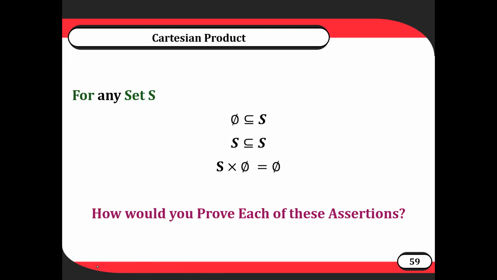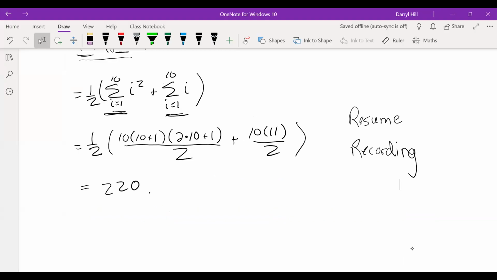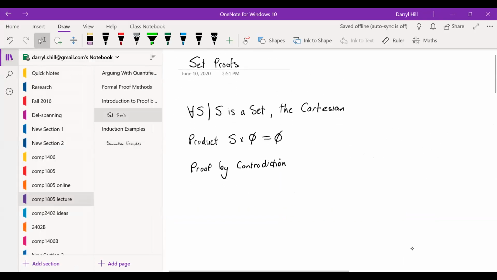All right. So for any set S, the empty set is a subset of set S, sorry. S is a subset of the set S, and the Cartesian product of S times the empty set is the empty set. So how could we prove each of these assertions? All right, so let's prove them. For all sets S, the Cartesian product of S times the empty set is the empty set. So we want to do a proof by contradiction. So let's go through that.